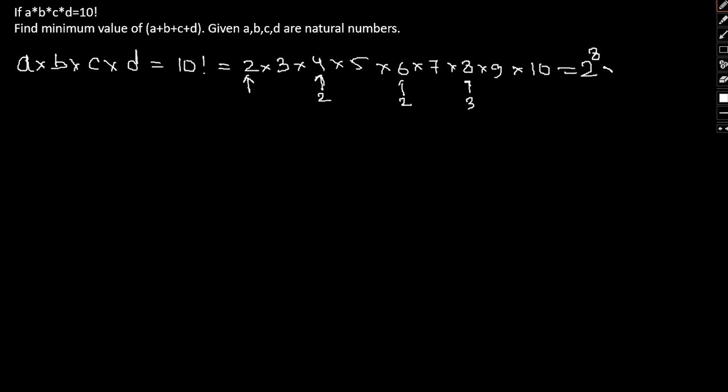Okay, now let us focus on 3. We have 1 three here, 1 three here, and 2 threes here. So 3 to the power 4. If we talk about 5, we have 1 five here and 1 five here. So 5 square, and only 1 seven, 7. So yes, this is a prime factor.